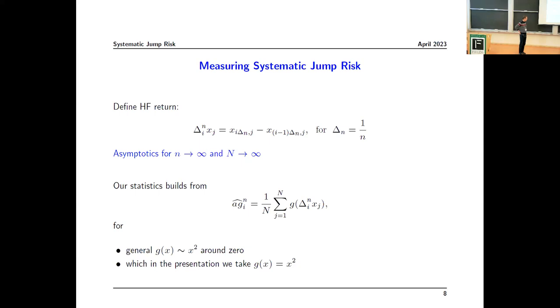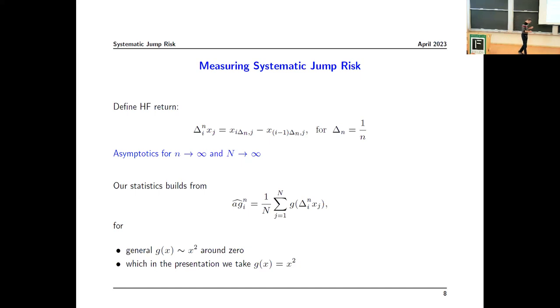Okay. And to detect what I was talking about, the systematic jump event, what we are going to do is a very simple statistic. At each point in time, I will cross-sectionally average transformations of the returns of this form. G is a general function, but for the purposes here, it's better to think of the squared function. So this statistic, which I call AG for aggregate, is a cross-sectional realized variance, the cross-sectional average variance across all assets. So at this point in time, I calculate the cross-sectional average of the return squared, okay?